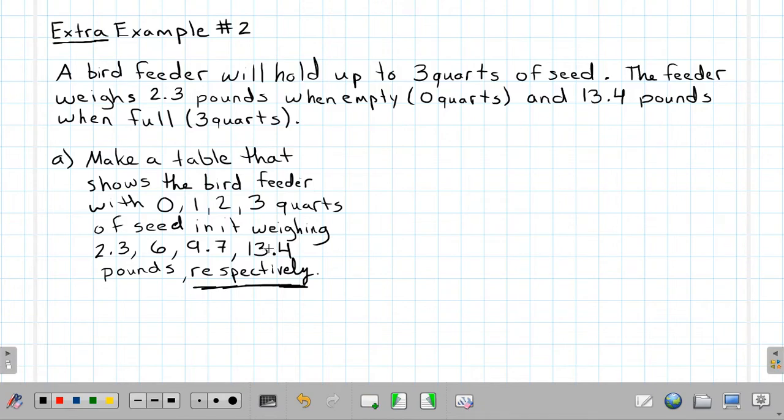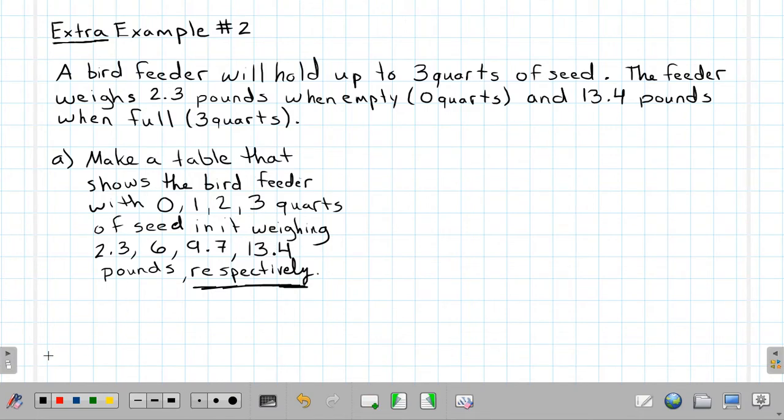Okay. So in this case, we've got 4 values for number of quarts of seeds and 4 values for the number of weights. And once again, this word respectively means 0 goes with 2.3, 1 with 6, 2 with 9.7, and 3 with 13.4.